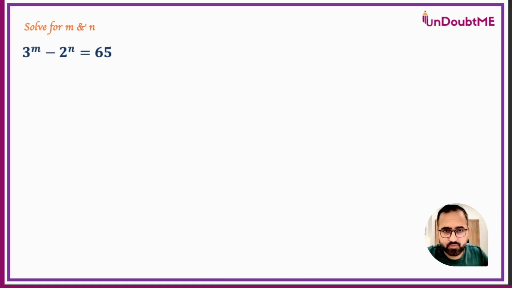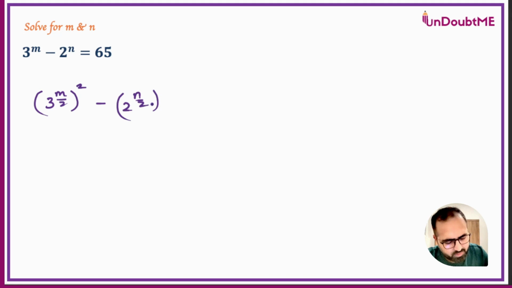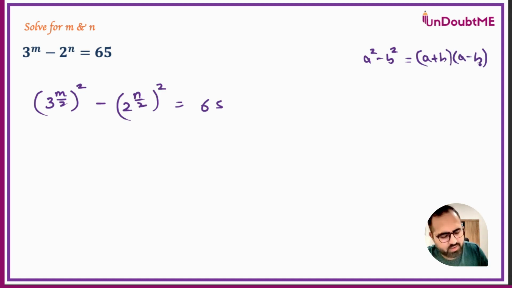So here, to begin with, the first thing we have to understand is that 3 to the power m minus 2 to the power n can also be written as (3 to the power m by 2) to the power 2 minus (2 to the power n by 2) to the power 2 is equal to 65. The main reason for doing that is that we are trying to convert it into some identity. And what identity am I aiming for? It is a square minus b square, which is equal to (a plus b)(a minus b). Mathematically we haven't changed anything, but we have converted it into the form of a square minus b square. From there we can move forward.